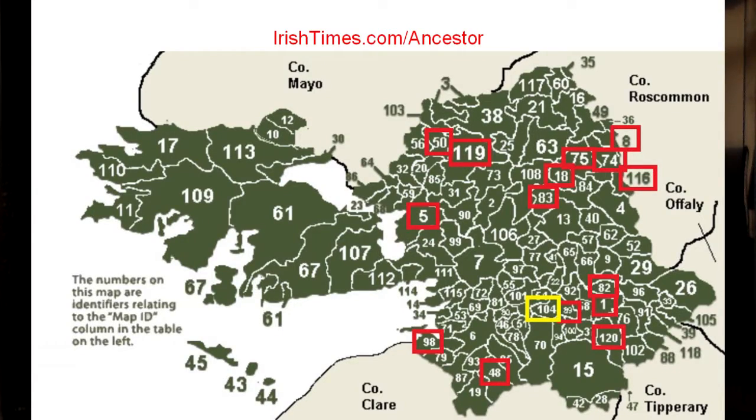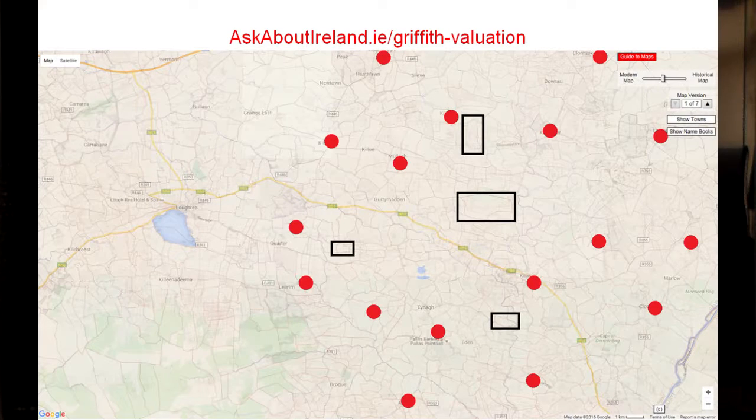I went to Griffith's valuation at Ask About Ireland and asked it to show me all the Hannan names in the county of Galway. This map from Irish Times shows the 52 names in a variety of civil parishes. Griffith's valuation has civil parish location, so I went to Irish Times to plot it out, and then I realized there are three more townlands very close to Loughrea in the yellow, just to the east of the red box, which was Clogbrack, number 89. Now I have Clogbrack, which is about the center of this screenshot, and three more townlands in black boxes down the right side.